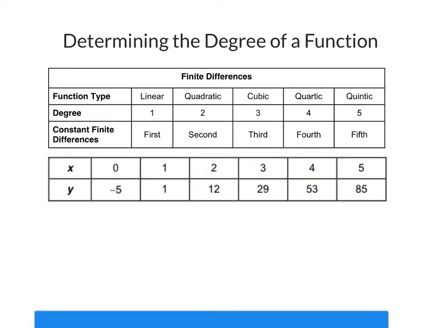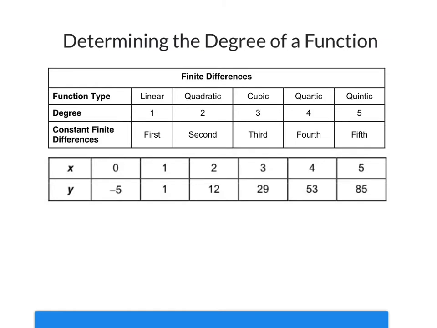Now let's look at an example together. In order to use finite differences, our x values must go in a pattern. So looking at my x values, they're going up by 1 each time. Since my x values are going in a nice pattern, I can use finite differences.